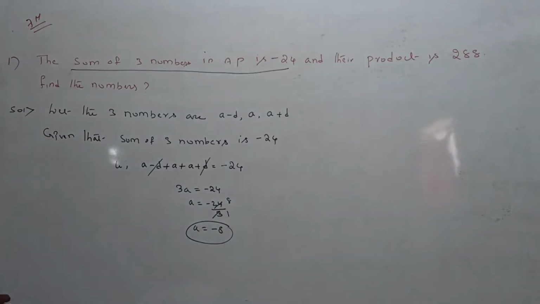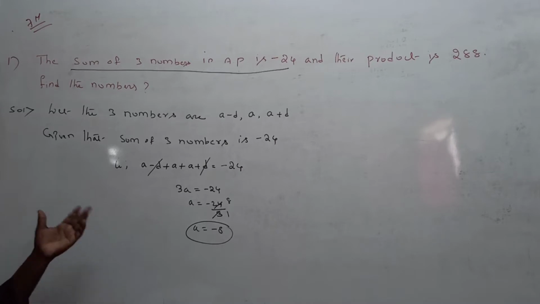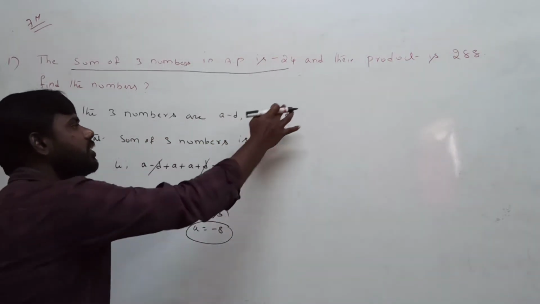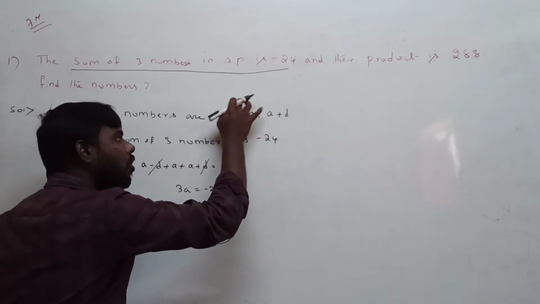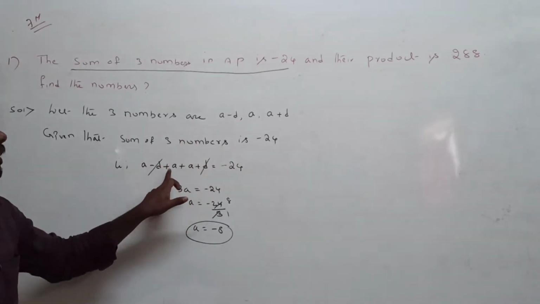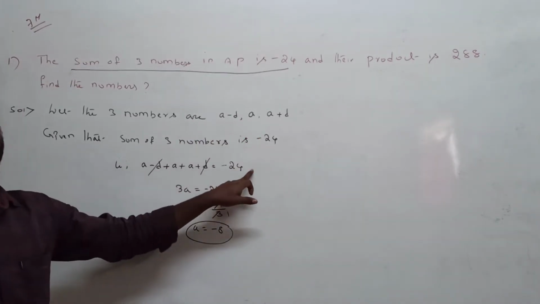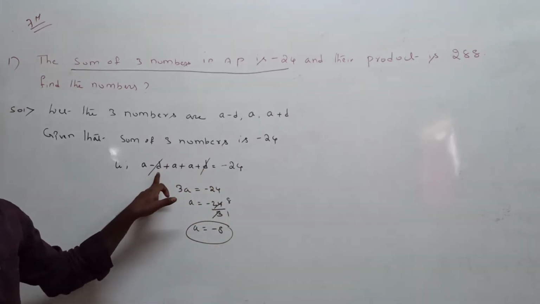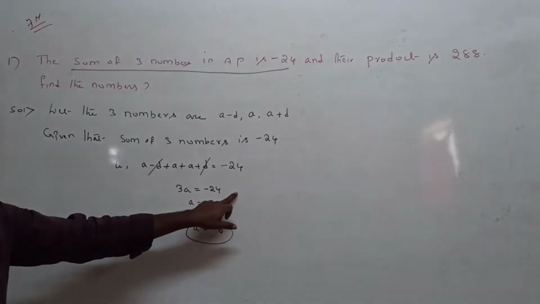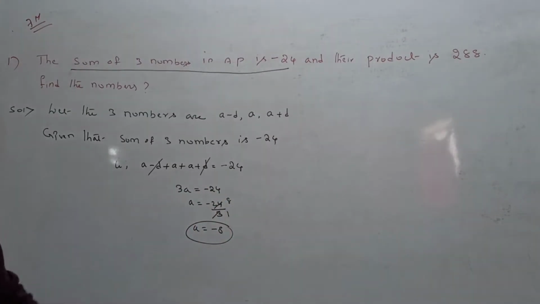Listen carefully. First step, the sum of the three numbers is equal to minus 24. You don't know which numbers, so we are calculating the three numbers. That's why we are assuming the three numbers are a minus d, a, a plus d. What we are asked is that the sum of the three numbers is equal to minus 24. That's why we are adding: a minus d plus a plus d is equal to minus 24. Plus d minus d get cancelled. We should add the a values. 3a is equal to minus 24. Three eights are 24. Finally we got a is equal to minus 8.